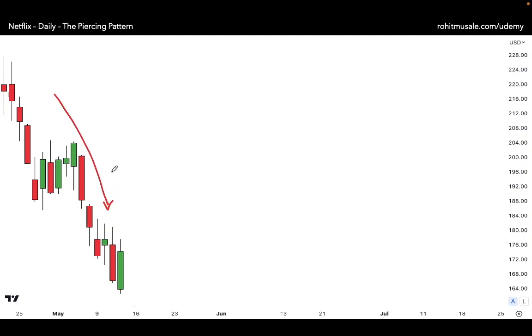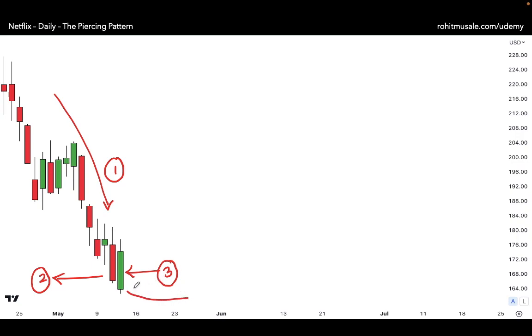Condition number one is that it has to come after a downtrend because it's a bullish reversal pattern. Condition number two is that the first candle should be a tall red real body. There is no specific definition of tall or long. All you have to do is look at the other candles on the chart and relatively decide whether this candle is tall or short. Condition number three is that the second candle too should be a tall or a long green candle.